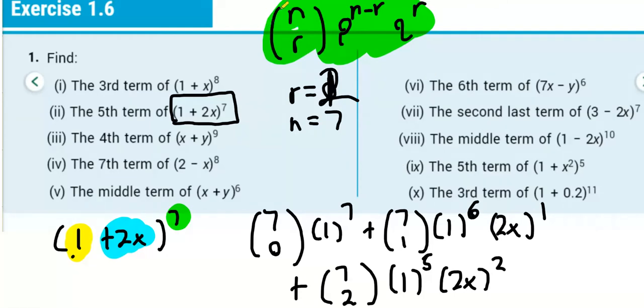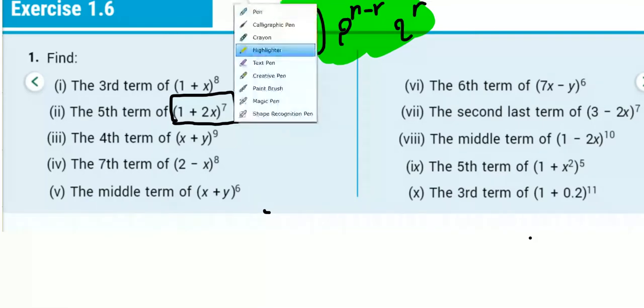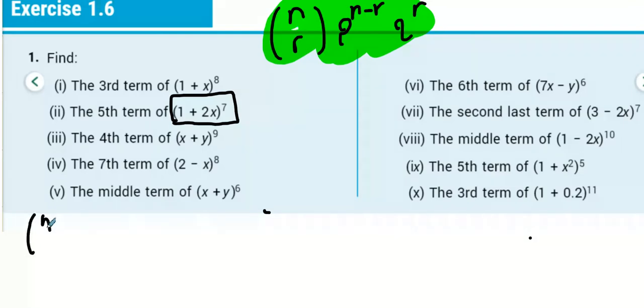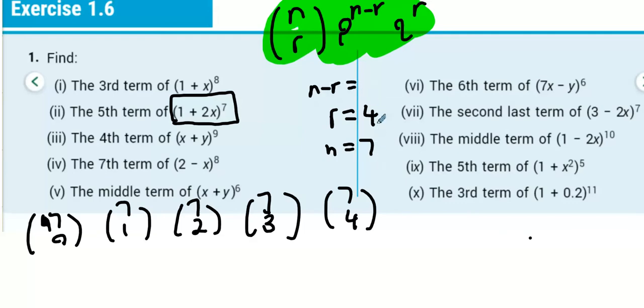Now here's what we're going to do next. The way I do this is I just wouldn't bother writing all that down for a minute, and I'd be like, okay, let me figure this out. What's the first term? The first term is 7C0, isn't it? Second term, third term, fourth term. What's that? Fifth. When you're doing the fifth term, the r value is 4. All right. N value is 7. N minus r? 3.